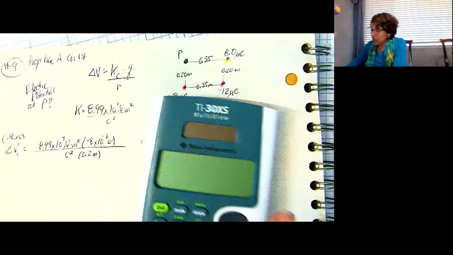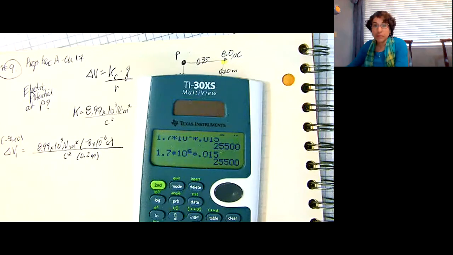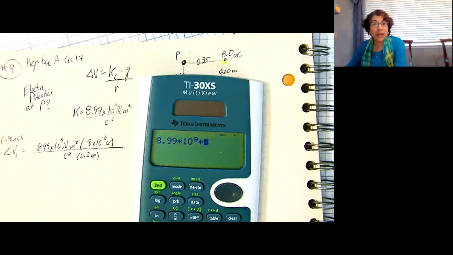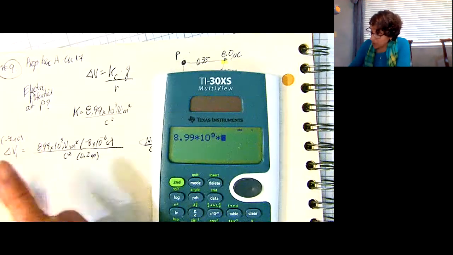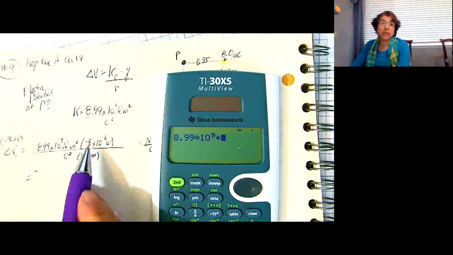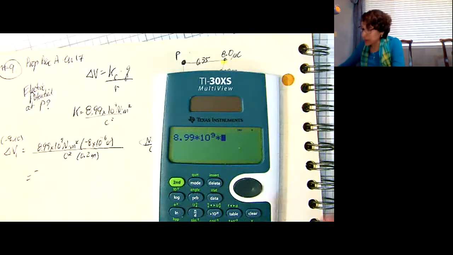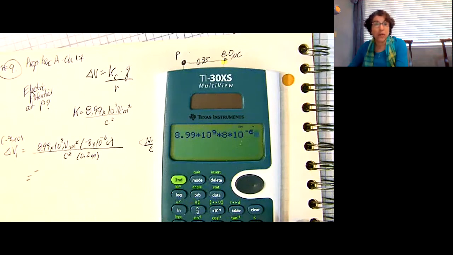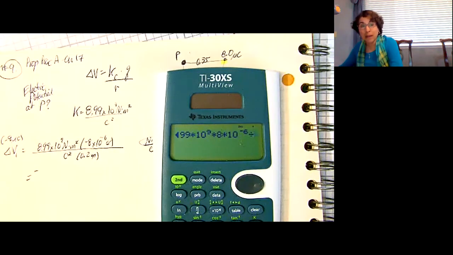Let's do the math. Plug it in here. 8.99 times 10 to the 9th, times, I've got to remember it's negative. I have a negative number here: negative times positive divided by positive, so it's going to be negative. Then times 8 times 10 to the minus 6, and all that divided by 0.2. Nothing is squared.